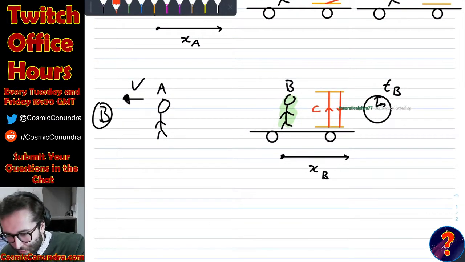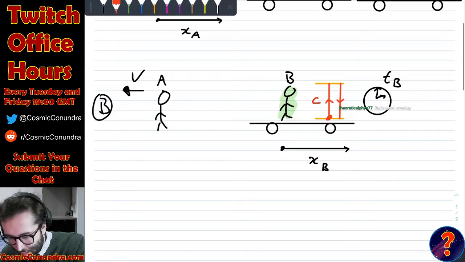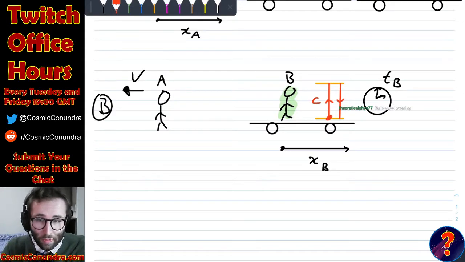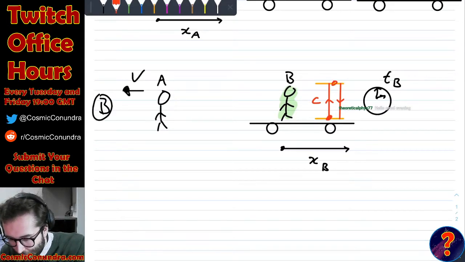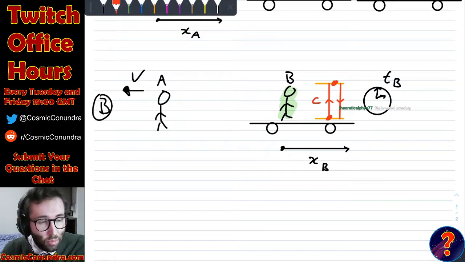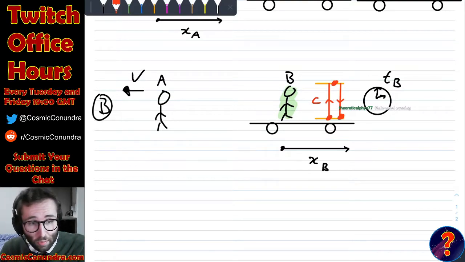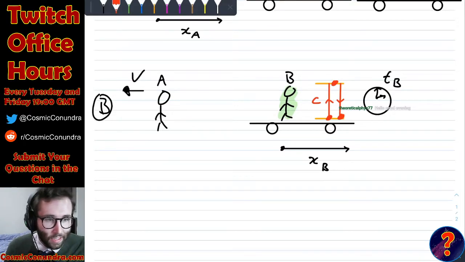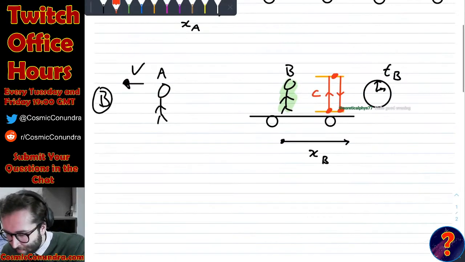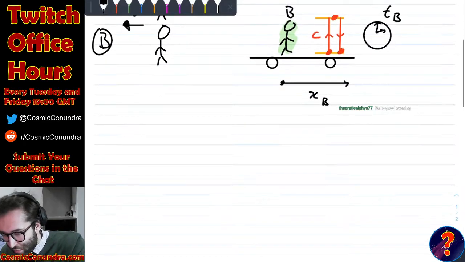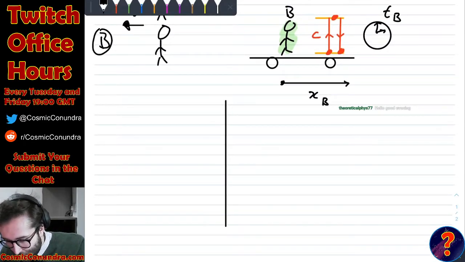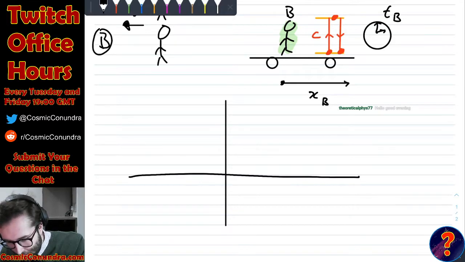So we have sort of three events. We've got the event where the light leaves the bottom of the light clock. We've got the event where it reaches the top and will bounce off. And we've got the event where it reaches the bottom again. We've got these three distinct points in space-time. So let's draw these on person B's space-time axes.